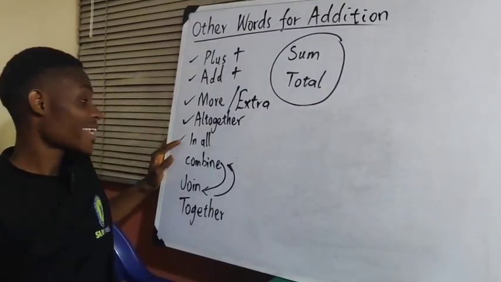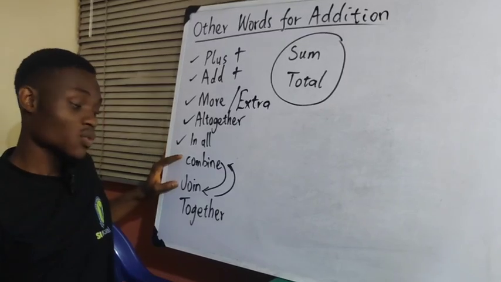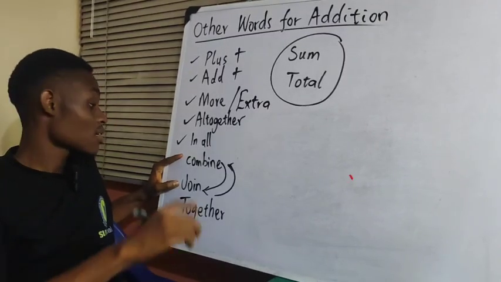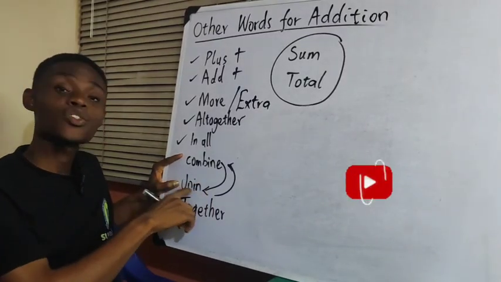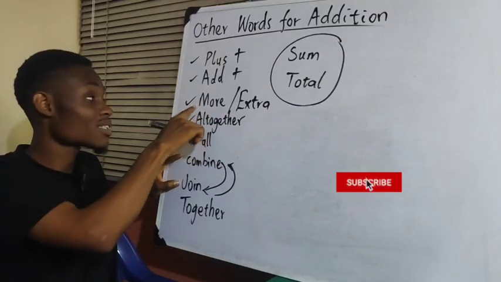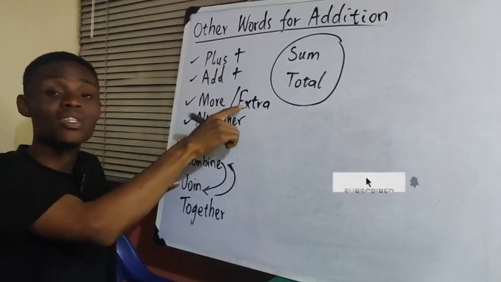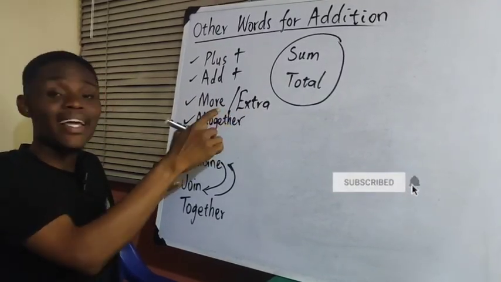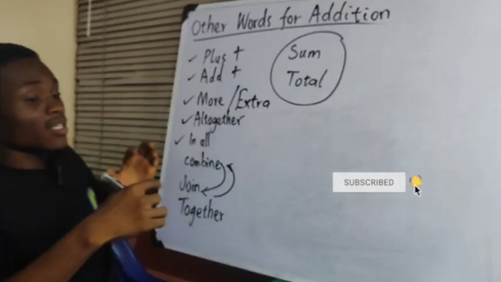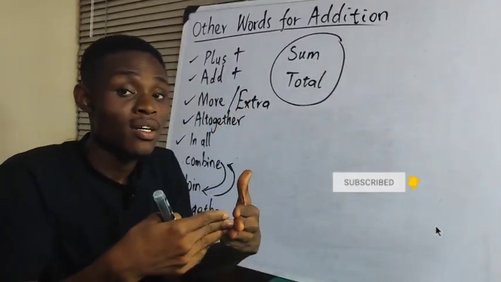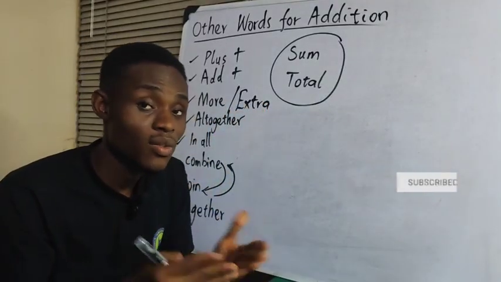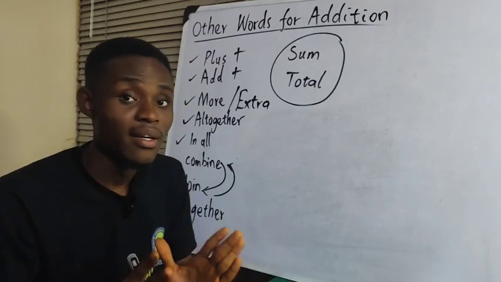Now we have done in all. I want to talk about these two because they mean the same thing. Whether you say combine or you say join, you are still talking about the same thing, just like when we talked about more or extra. So it's either you are saying combine two things or you are saying join two things. Okay? They are not different, they are the same word.